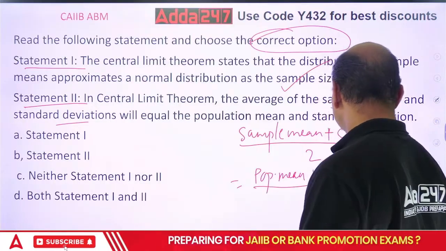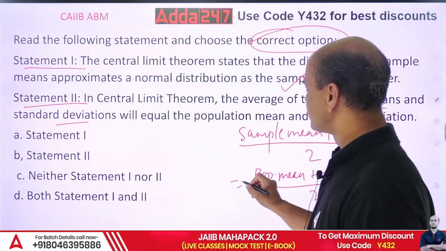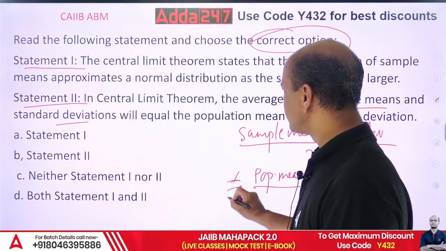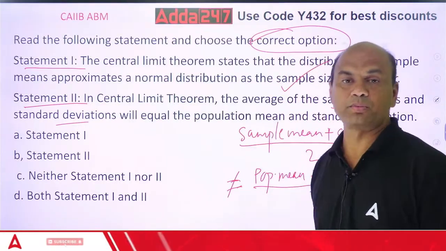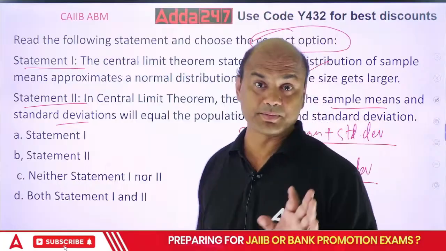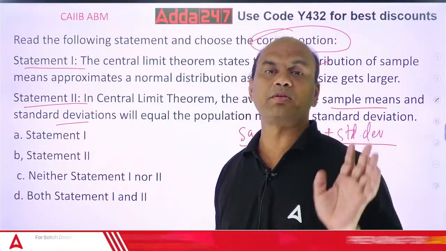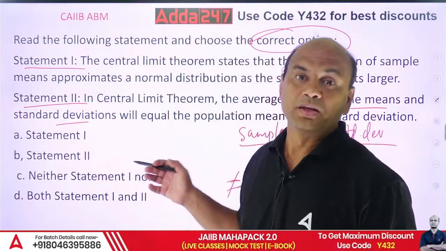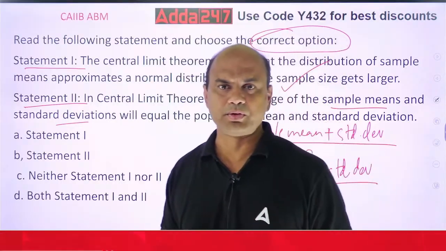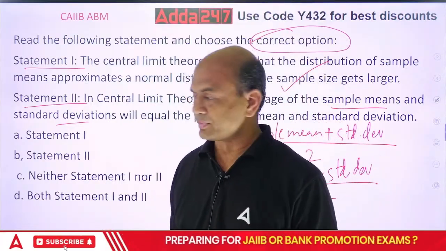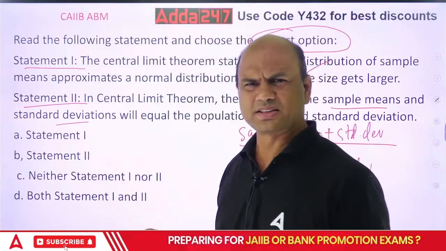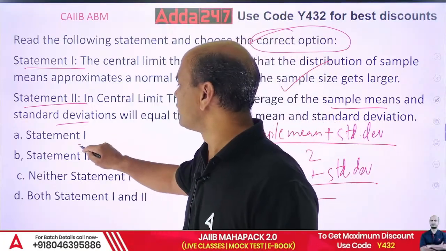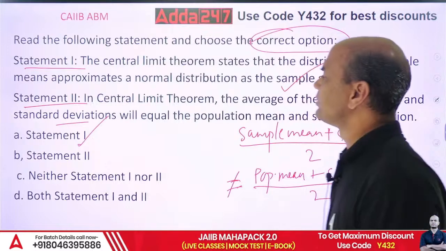Is it true? So this will not be true. Every time it will not be true. Sometimes it may be true, but every time it will not be true. So if something is not true every time, you can't take it as a standard. Okay? In special cases it is true. So statement 1 is correct. Okay? Statement 1 is correct.